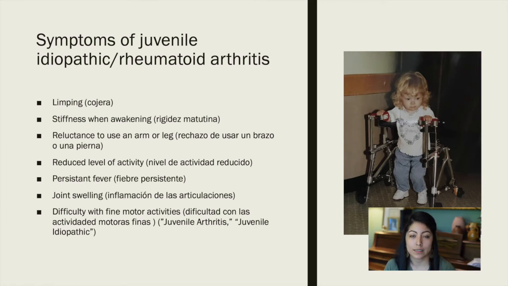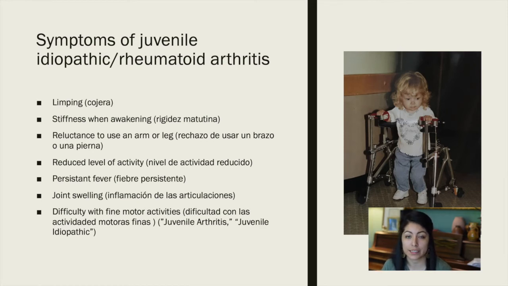We see the reluctance to use an arm or a leg. We see a reduced level of activity, persistent fever, joint swelling, and the disability to use fine motor skills. A child may not complain about joint pain, but limping may be noticeable. They may be a bit more clumsy, bumping into different things. There can also be high fever, swollen lymph nodes, or even rashes, as we spoke about earlier.